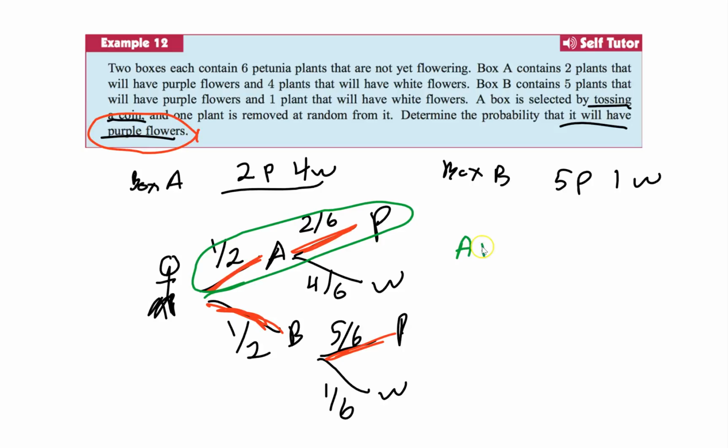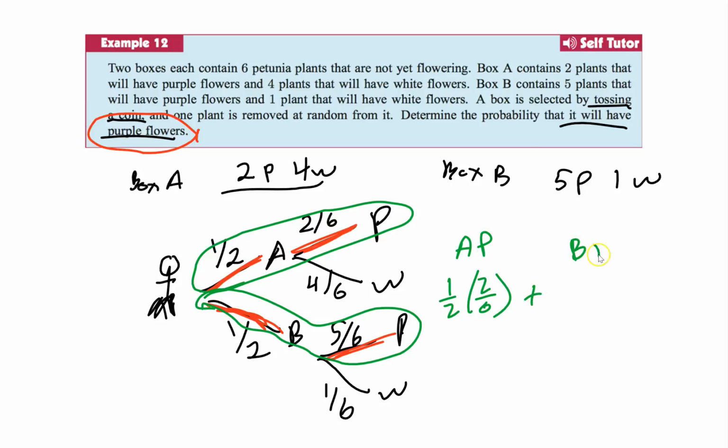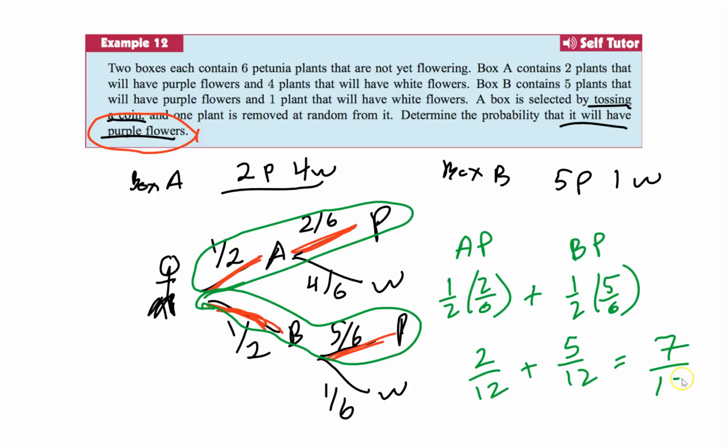So A in purple would be 1/2 times 2/6. And then you add it to the other line. Once you have another line, you just add it. So it could be B in purple, so it'll be 1/2 times 5/6. Do a little math. So 2 out of 12 plus 5 out of 12, and you have a 7 out of 12 shot of selecting a purple flower from this situation.